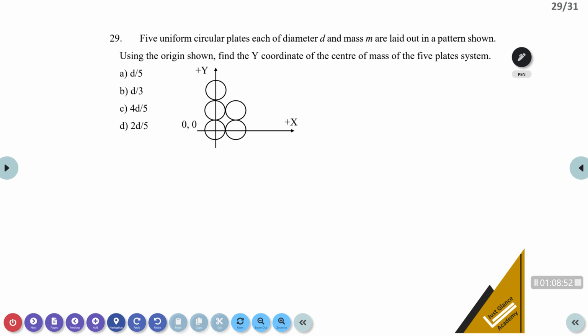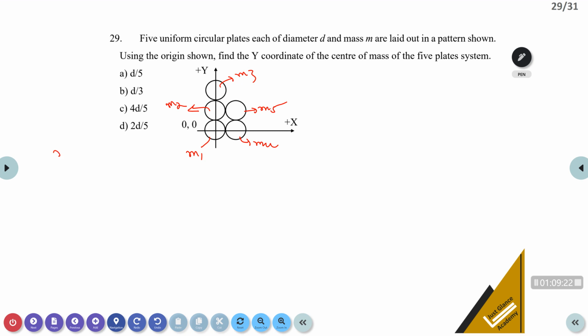Next, 29. 5 uniform circular plates, each of diameter D and mass M, are laid out in the pattern shown in the figure. Using the origin shown, find the Y coordinates. Now I will name this M1, this M2, this M3, this M4 and this M5.